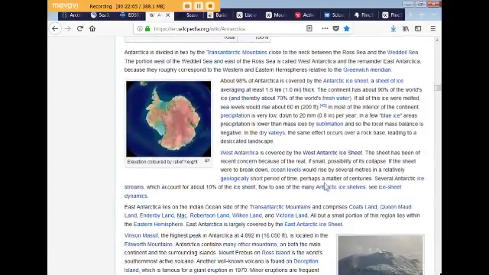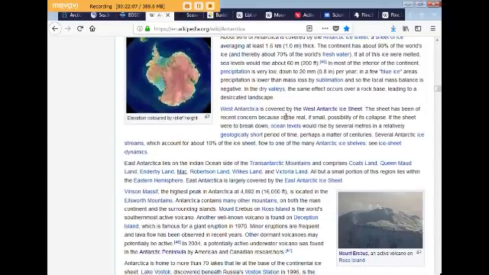Alright, West Antarctica is covered by the West Antarctic ice sheet. The sheet has been of recent concern because of the real, if small, possibility of its collapse. If the sheet were to break down, ocean levels would rise by several meters in a relatively geologically short period of time, perhaps a matter of centuries.